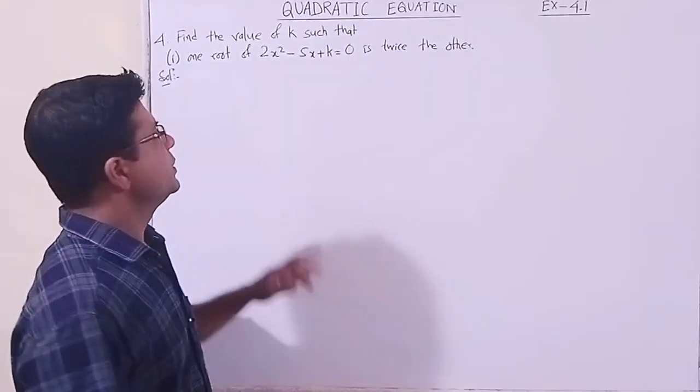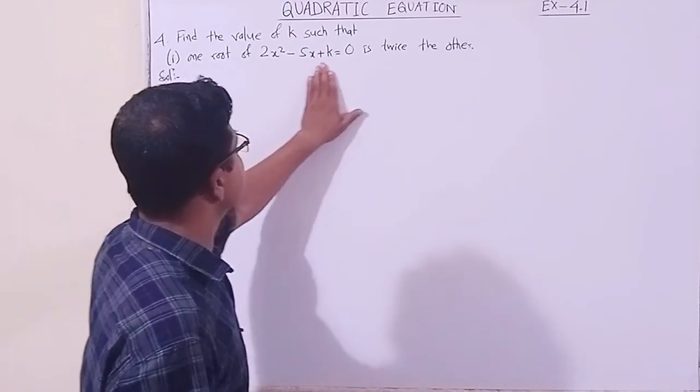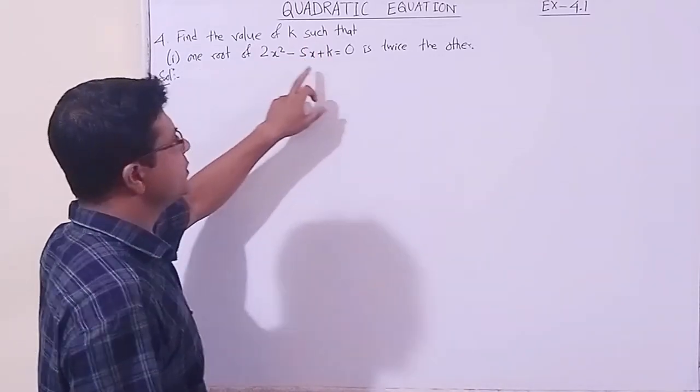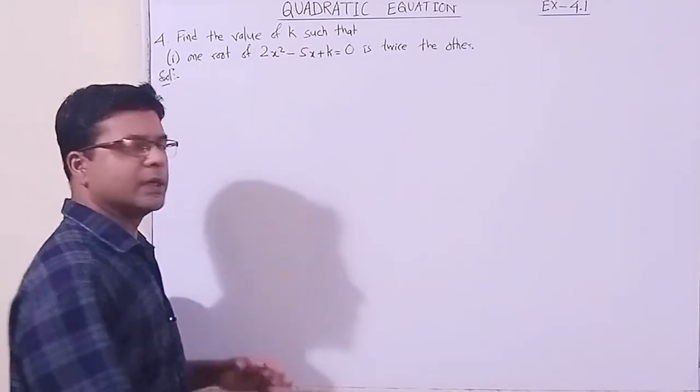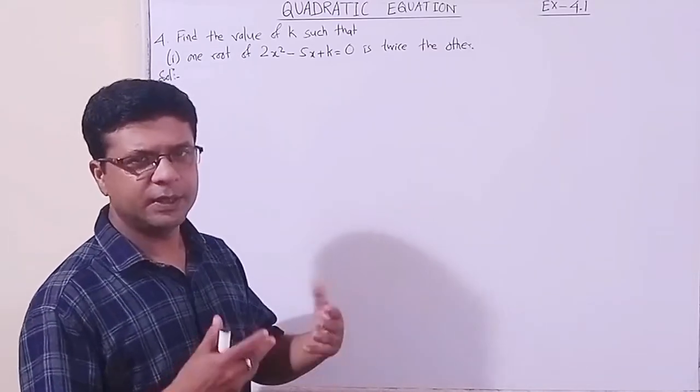Alright, my beloved students, we are in question number 4. Here there are two parts. We have taken the first one. Let us read the question. Find the value of k such that one root of this is twice the other. Suppose one root is 3, what will be the other root? 6. One root is 5, the other root will be 10, like that.